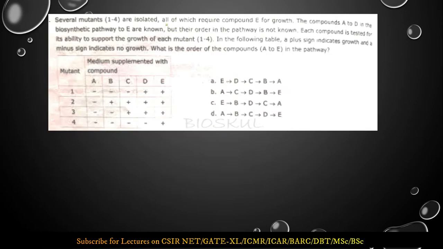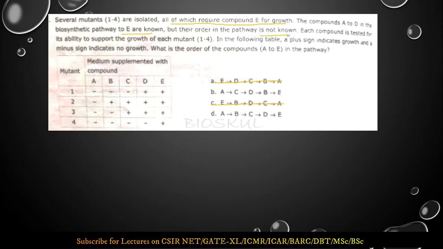Several mutants are isolated, all of which require compound E for growth. The compounds A to D in the biosynthetic pathway to E are known. So compounds A to D lead to E. That means the final product of the biosynthetic pathway is E. So let's eliminate option A and option C. But the order of the pathway is not known.